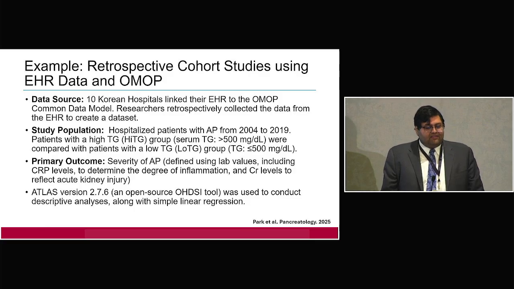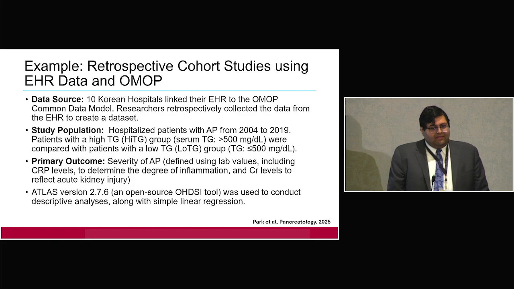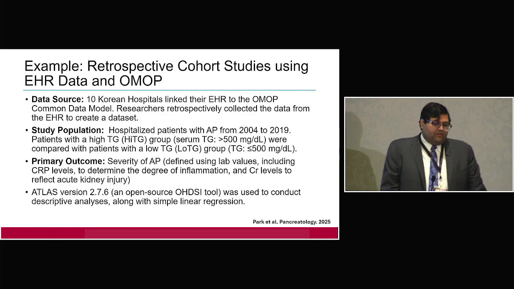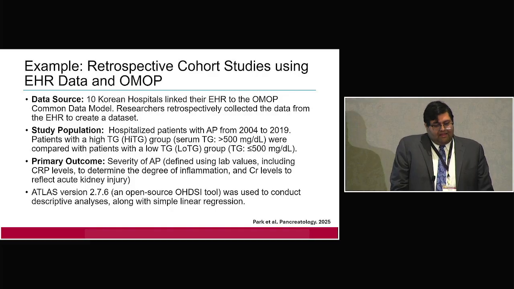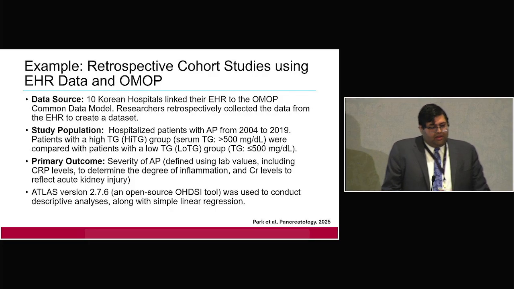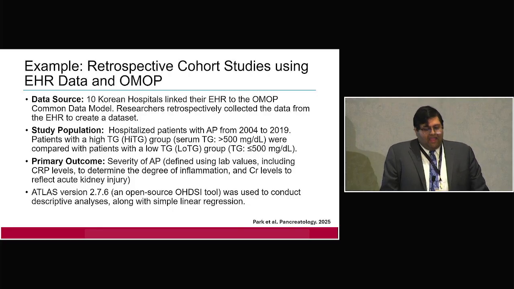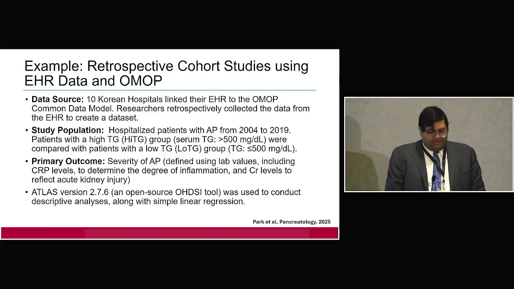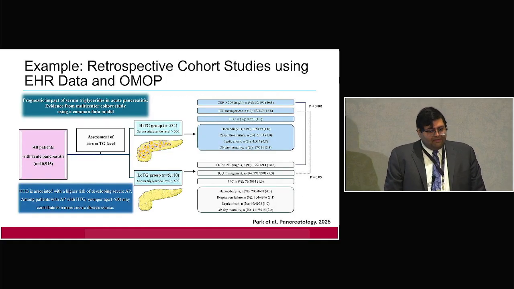And they defined severity using lab values such as CRP, creatinine, as well as ICU admission. In this case, they used an OHDSI open source tool called Atlas. This allowed them to evaluate if this cohort was feasible, create the cohort, and conduct descriptive analysis. And they then were able to output this data to perform simple linear regression and make these comparisons. This is their graphical abstract.